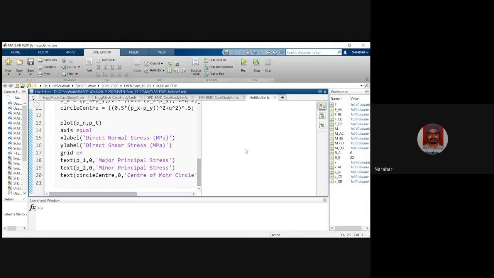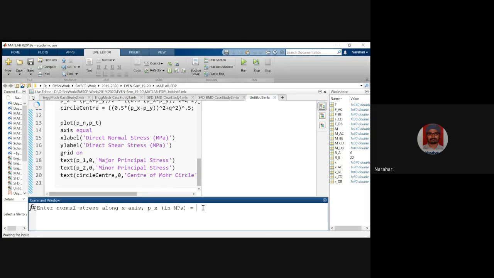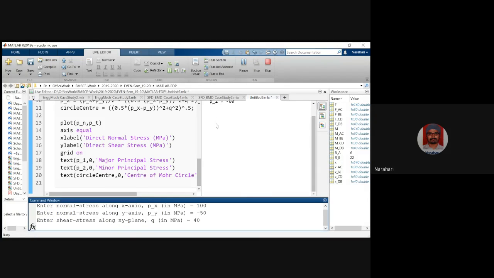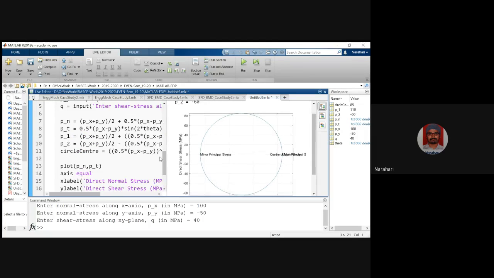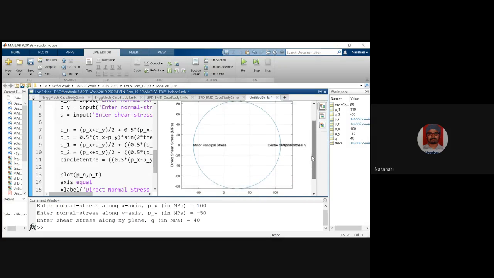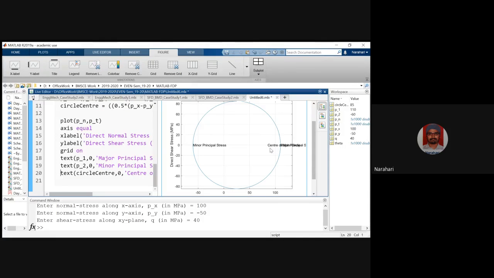Run this. So you can see here, it is asking for some stresses to be given. So I'll give some random values. You can see that this is the Mohr's circle, where is the minor principal stress, where is the major principal stress. This should actually come a little bit this side, but that's probably due to display problem. The center is somewhere here, but it is being shown somewhere to the right side. So this is what you get as the Mohr's circle.